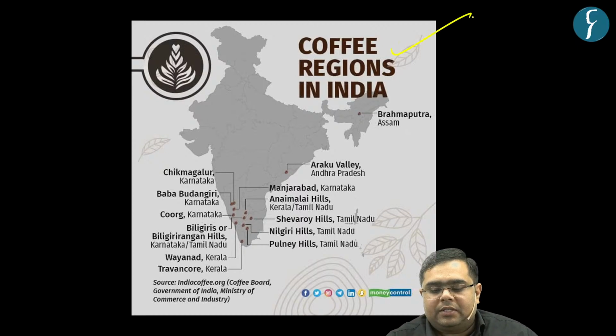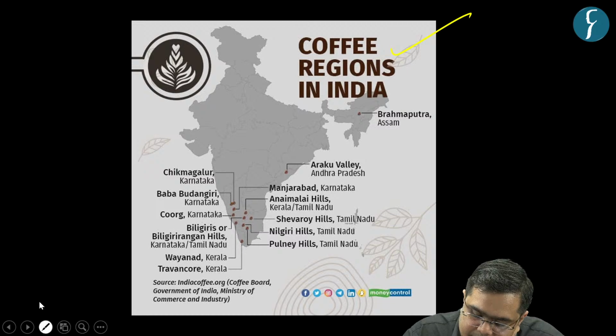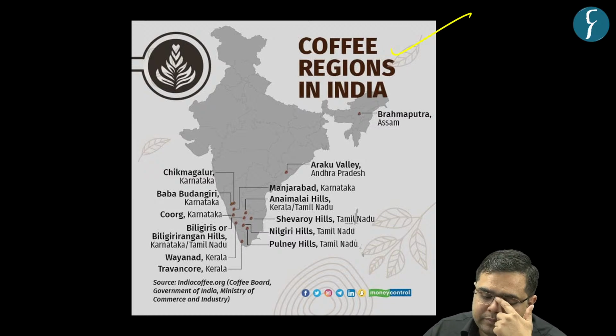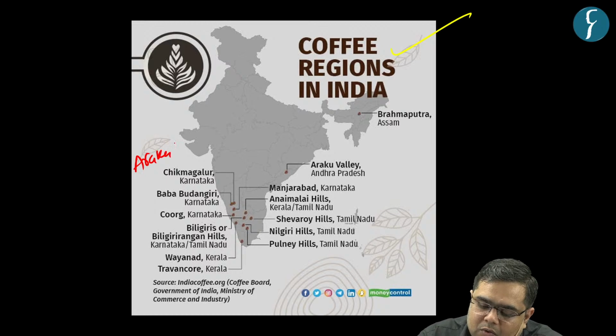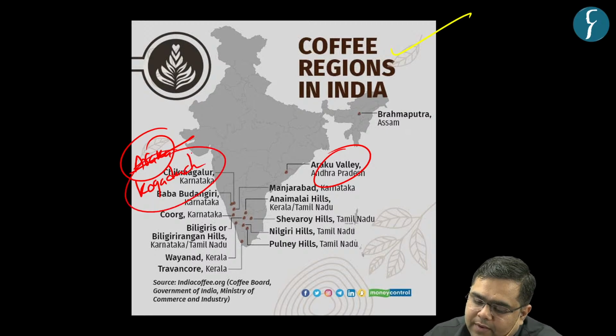So this is a map of coffee regions in India. Which state in India owns the tag of highest coffee cultivator, right? It is the state of Karnataka. Araku Valley is in Andhra Pradesh, in Koraput district. That district is famous for its coffee valleys.